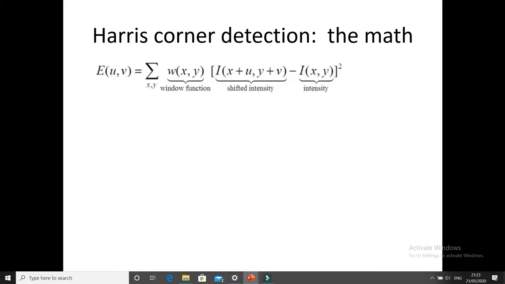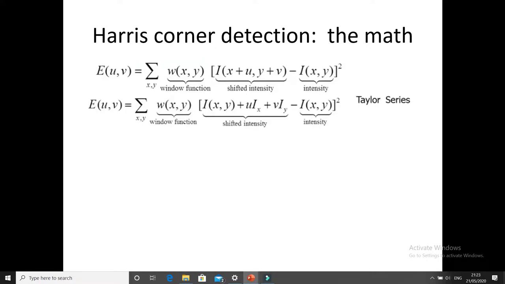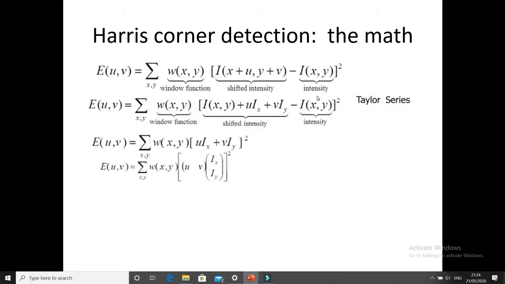Now after we do the Taylor series expansion, we can replace I(x+u, y+v), the shifted intensity, by the Taylor series value, which is I(x,y) plus u Ix plus v Iy. Here Ix is the gradient in the x direction, and Iy is the gradient in the y direction. We can see that this I(x,y) and this I(x,y) cancel out, so we get this expression: E(u,v) is equal to the sum of w(x,y) times (u Ix plus v Iy) whole squared.